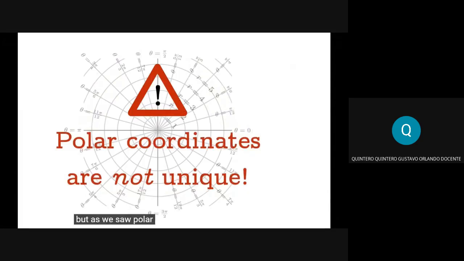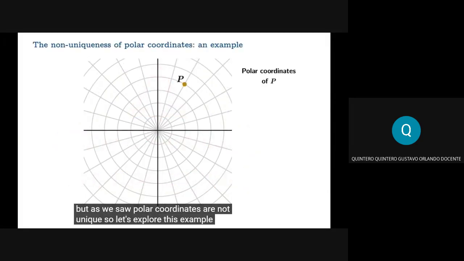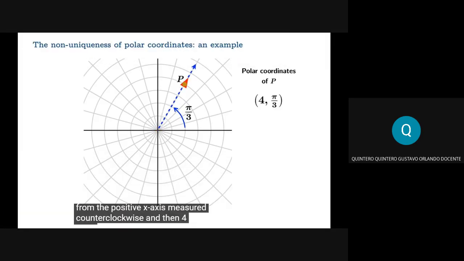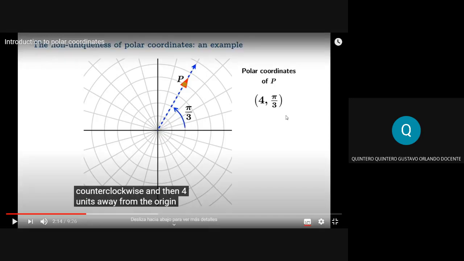But as we saw, polar coordinates are not unique. So let's explore this example some more. Here's how we originally thought of this point: pi over 3 radians from the positive x-axis measured counterclockwise and then 4 units away from the origin. Beautiful. That's pretty simple so far, right? r and theta. Pretty simple.